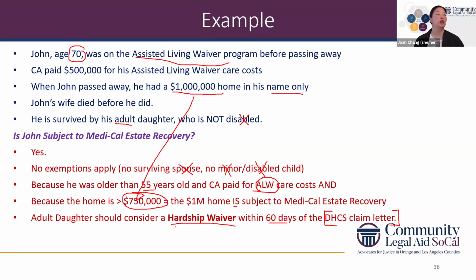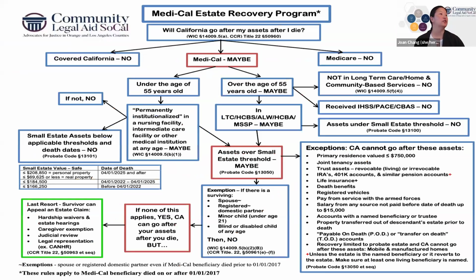Okay, so this is kind of last resort territory. Again, right here, it says, last resort. Survivor can appeal an estate claim. There is a hardship waiver. You can request a Medi-Cal estate hearing before an administrative law judge, so that you can plead your case as to why you'd meet the criteria for the waiver. There's a caregiver exemption. So keep that in mind.